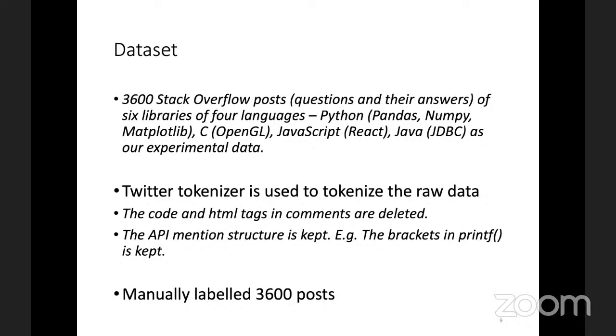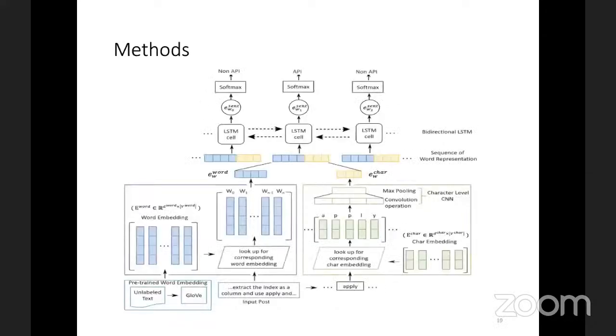And for the dataset, we selected 3,600 Stack Overflow posts of 6 libraries of 4 languages, and we use the Twitter tokenizer to tokenize the raw data. And after that, we manually label all this post data.